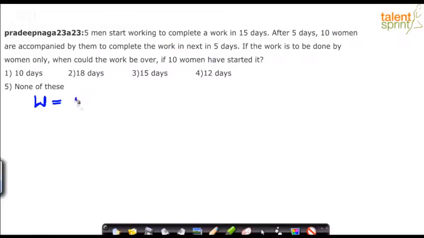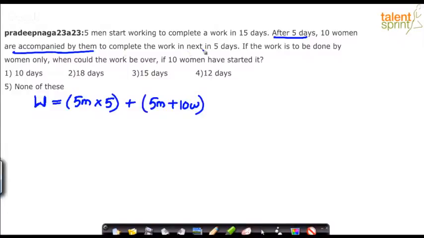So for the first 5 days, 5 men worked. So 5 men into 5 days. Plus, after 5 days, what happened? 10 women joined them. So how many are working now? 5 men anyway are working along with 10 women, right? And they complete the work in next 5 days. So already they have worked for 5 days, and now in the next 5 days, they'll complete the work. This is the first part, and this is the second part. So if the work is to be done by women only, then how many days will be required if 10 women work on it?